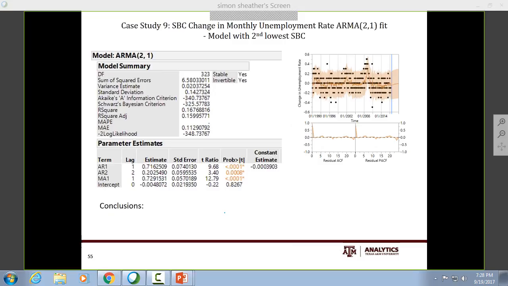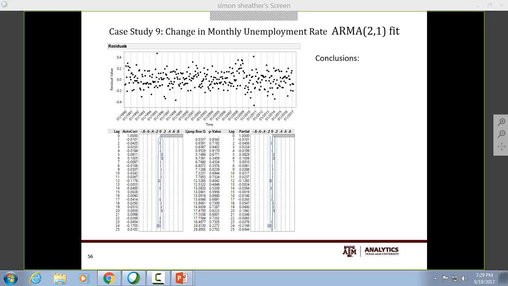Now, let's go to the ones that are second best. We did ARMA 1,2 for the lowest SBC. Here's ARMA 2,1, and ARMA 2,1 is parsimonious apart from the intercept. Is it valid? Yes. Good. And the outliers really stand out here, don't they? There's a bit of a level shift up here and a level shift back down there.